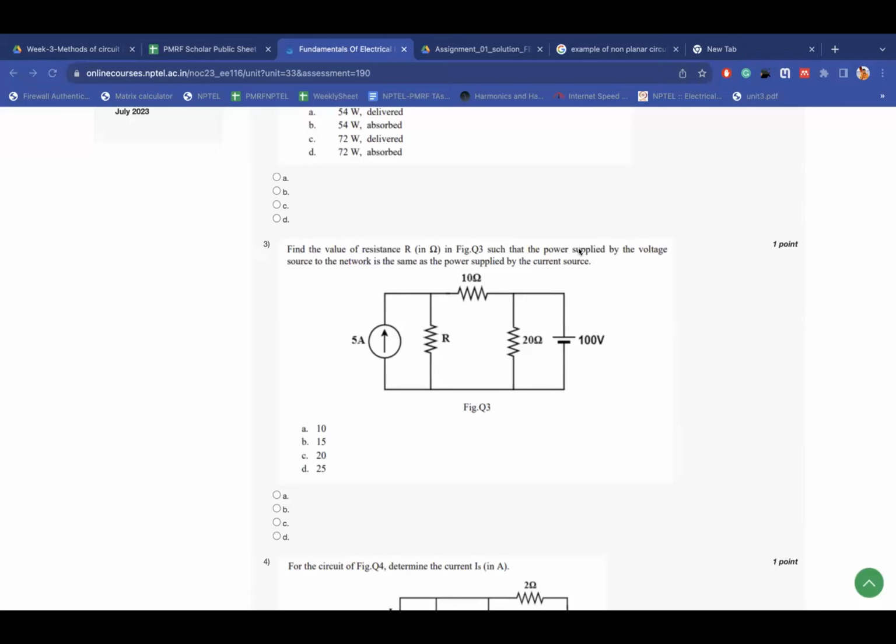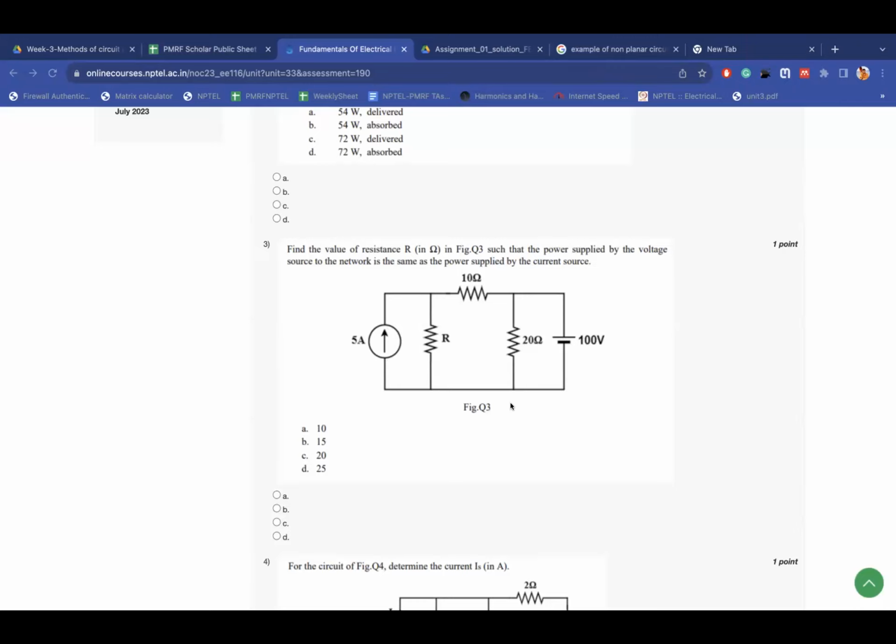Now to find the power supplied, tell me one thing. For the voltage source, what do you require to know how much power it is supplying? For the voltage source, it is 100 volts. No, you need the current. Yes, you need the current. And for the 5 ampere source, you need to know the voltage across that 5 ampere source, right?